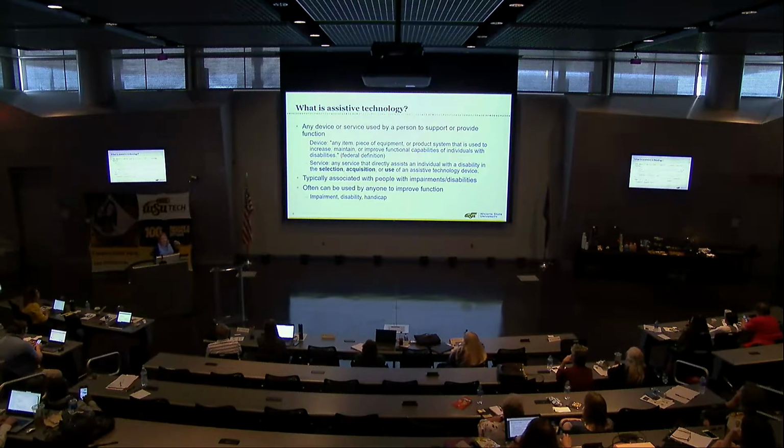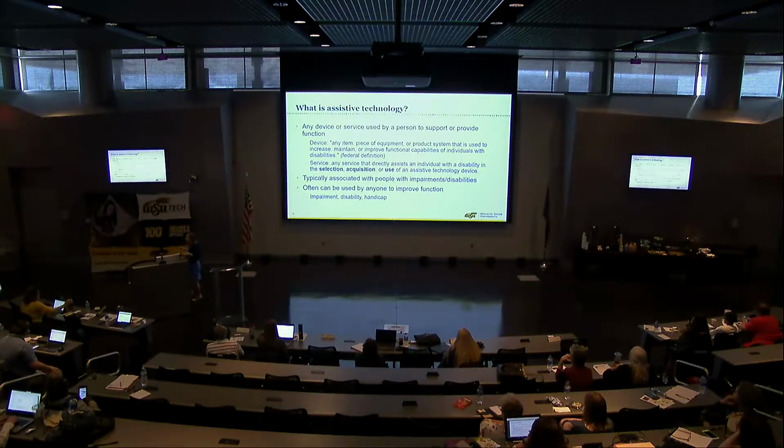Services then are anybody who's assisting using those devices, selecting them, acquiring them, or using them specifically. That is an assistive technology service. So both of those things are very strictly and narrowly defined by the federal government, and both of those things here we'll talk about in a little bit broader perspective. But I think it's important to recognize that assistive technology is also a service. So it's typically associated with people who have impairments or disabilities, but can be used by anyone to improve function.